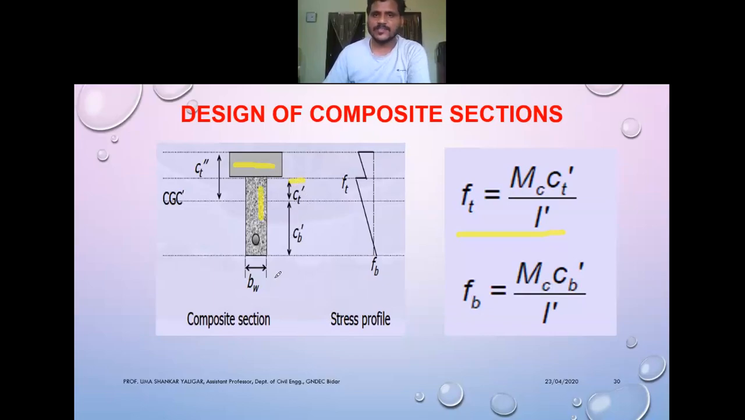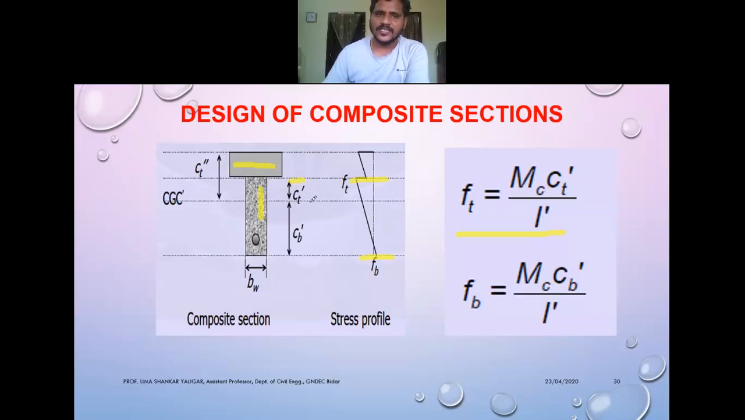Okay, this is the breadth of your web, and here I need to calculate the stress at the intersection of the web and flange and also at the bottom point. To calculate this, we have ft is equal to Mc into ct dash divided by I dash.